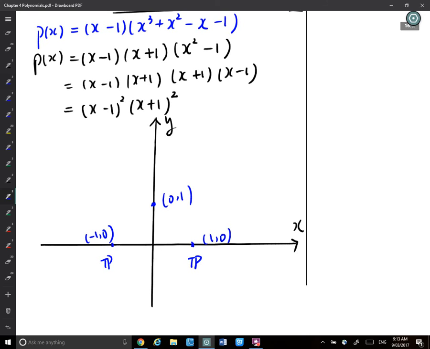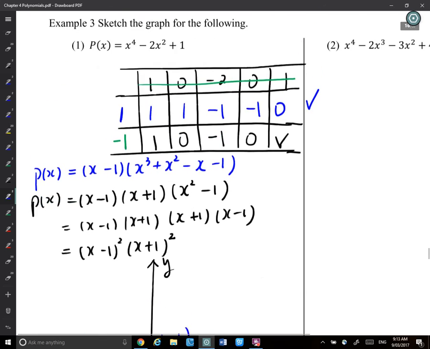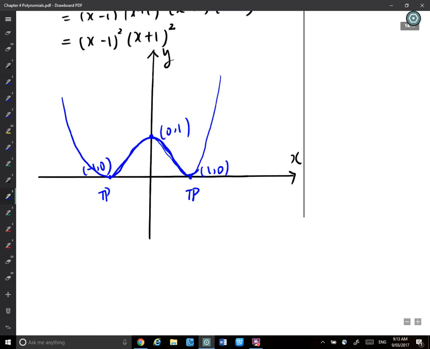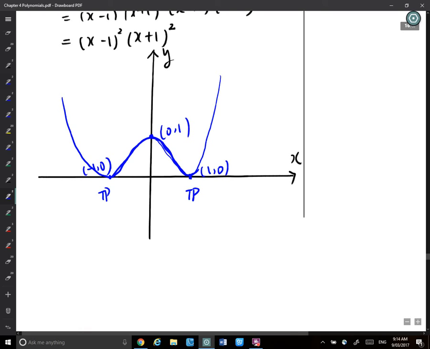Two of those, and the middle is here. That will become a symmetrical shape. The highest power is positive, so you will start from the positive. That is the turning point. You turn here, and then you will turn at the middle, and then go here. So your shape will look like a W shape.